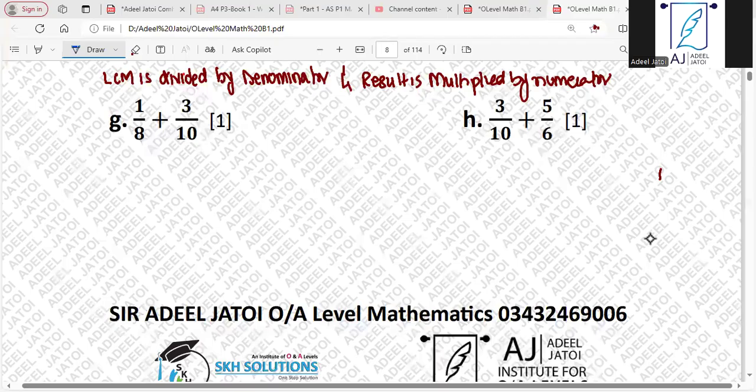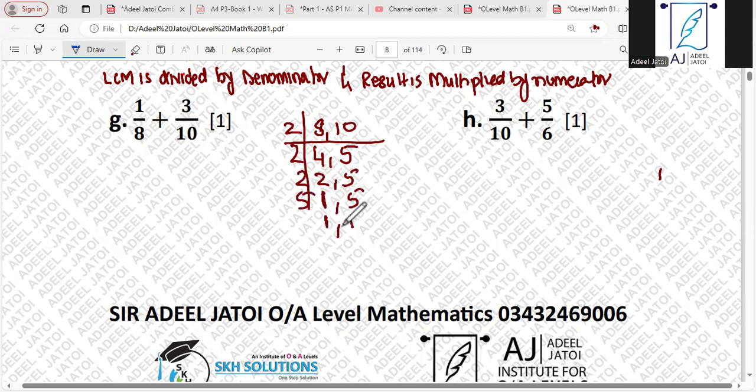Now part G and part H. So if you just see 8 and 10, 2, 4 and 5, 2, 2, 5 and 2, 1, right? 5 is still there. So 5 will be coming in the 5 table. 5 twos are 10, 20, and 20, 40. So this will be your 40, will be your answer.